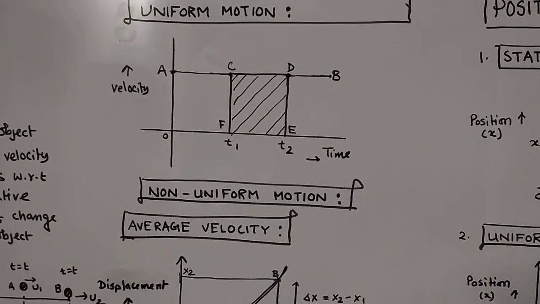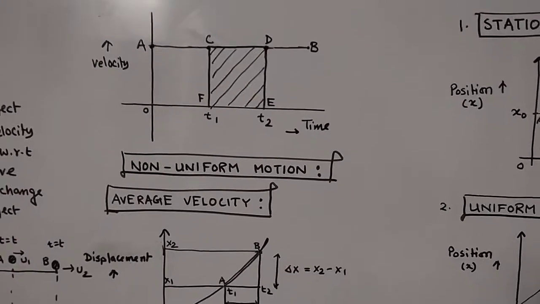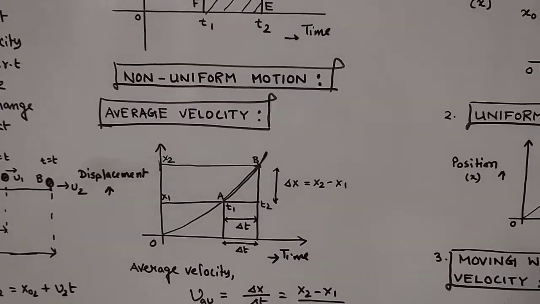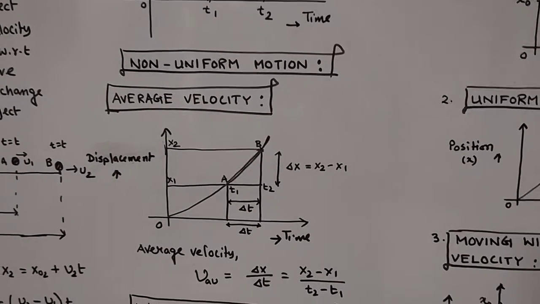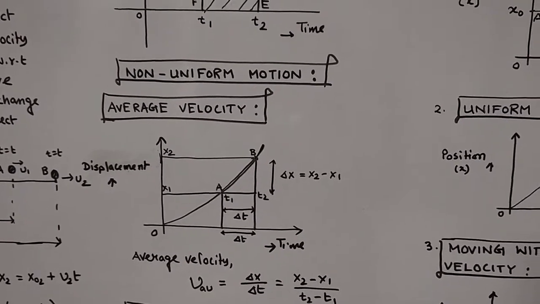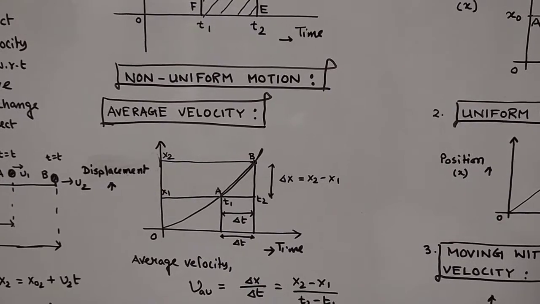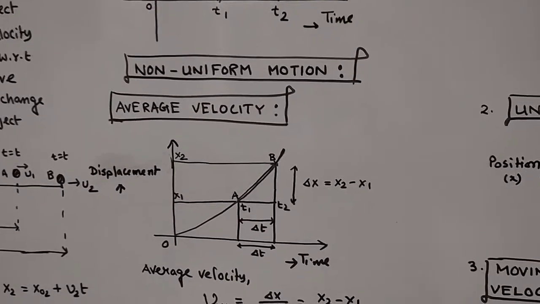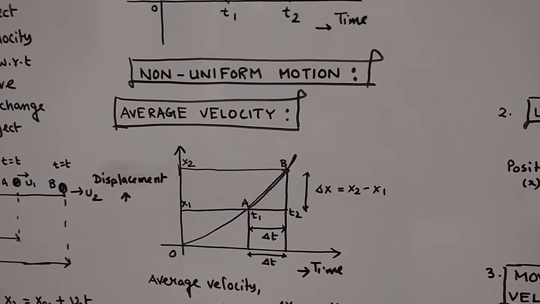So again let me go for non-uniform motion. Already you know what non-uniform motion is, you are not supposed to define it here. Now the non-uniform motion graph is basically your curve. So from the curve you can define average velocity. Now the displacement axis is your y-axis, and the time axis is your x-axis.